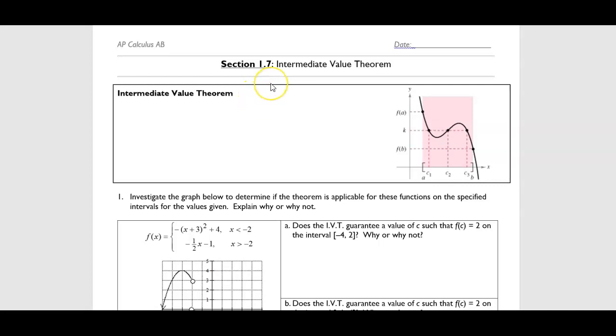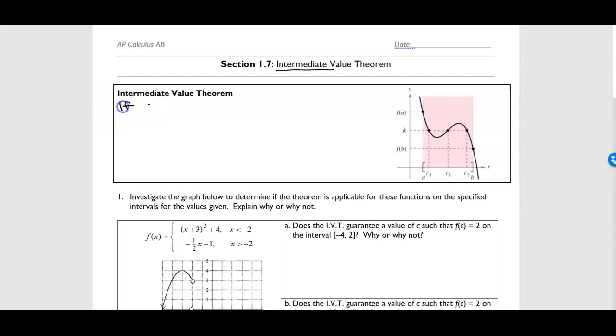In section 1.7, we'll be talking about the intermediate value theorem. So first I want you to think about just this English word, intermediate. What does that mean outside of math? So hopefully when you think of that, you think of middle or in between. And so what this theorem is about is values that are in between other values and whether or not we have to reach them. So let's write out this theorem first and then we'll talk about it.